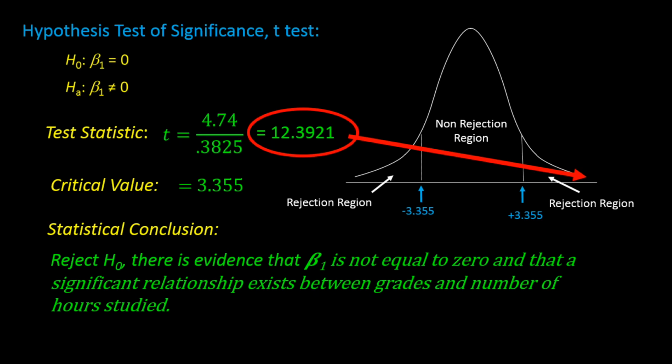We can also solve this problem using the p-value approach. To use the p-value approach, we must first calculate the test statistic, and we got 12.3921, so we need to look up that number in the t-table under n minus 2 or 8 degrees of freedom. Looking in the t-table, we find under 8 degrees of freedom, 12.3921 would be off the chart, and therefore the exact area under the curve for 12.39 can't be established from the table, but we can extrapolate the number to be less than 0.0005.